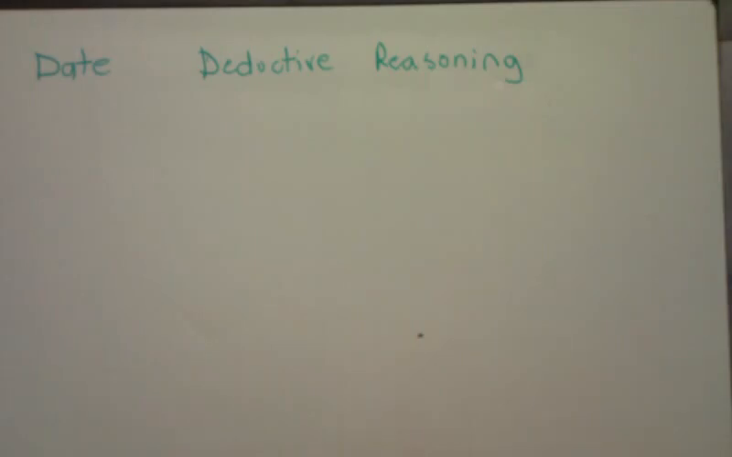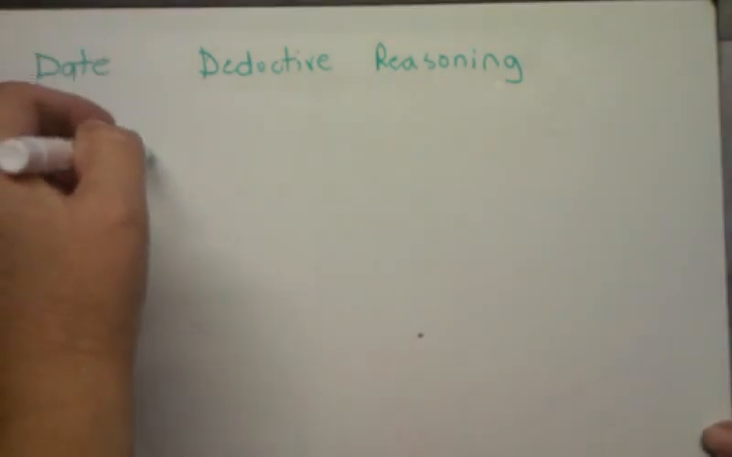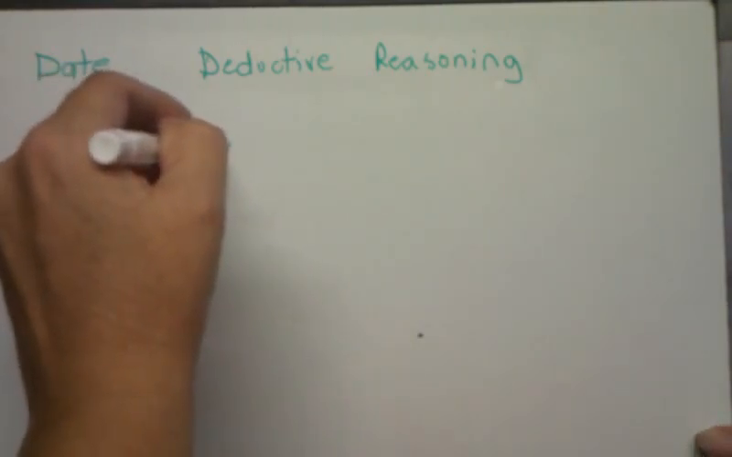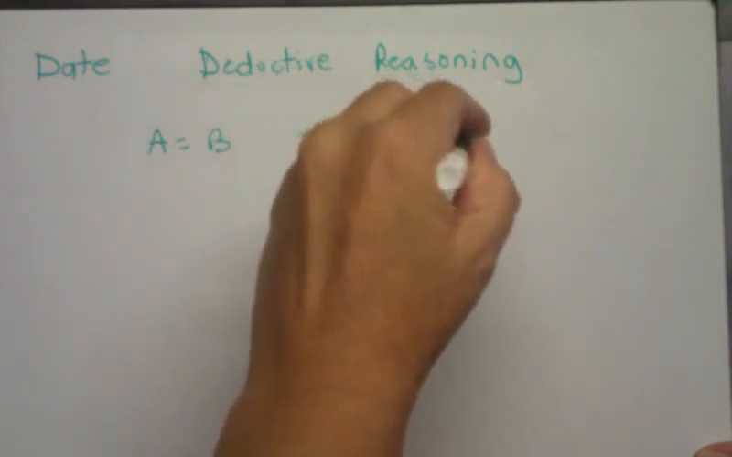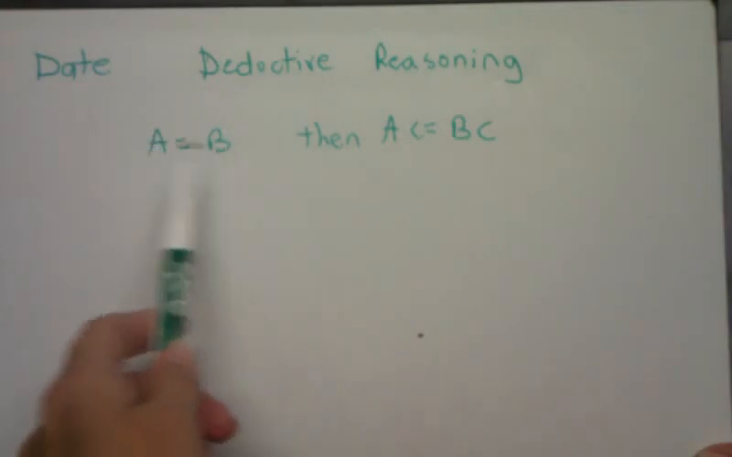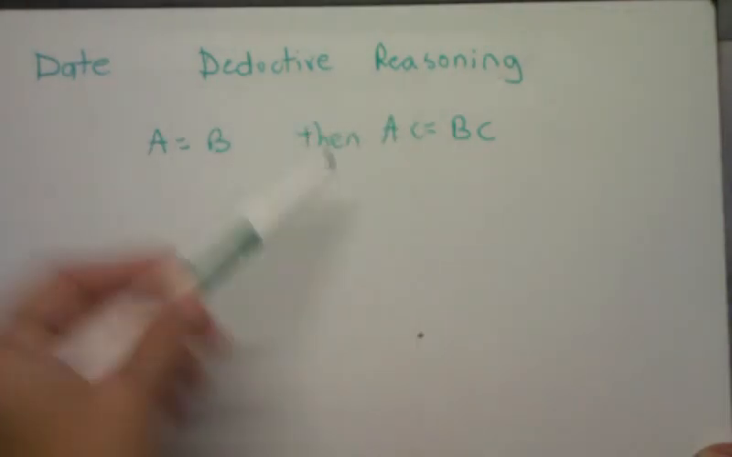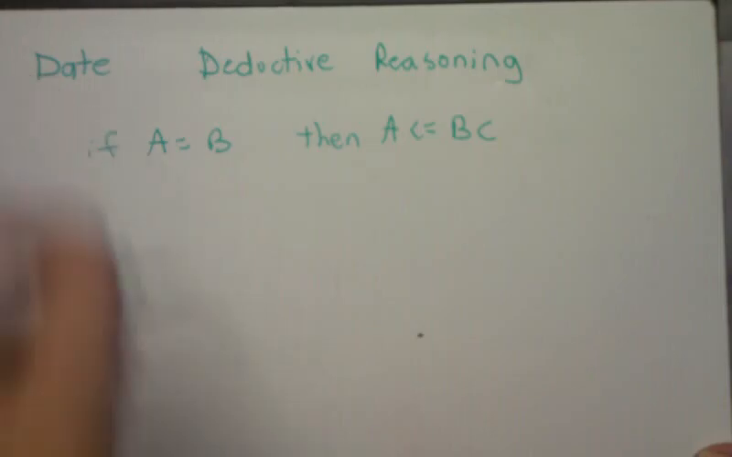Okay, what if A equals B, then AC equals BC? We know that's true because of one of our rules in algebra: if you multiply both of them by the same number, they're still going to be equal. Okay, I'm sorry, I'm getting ahead of you. Let's say A equals B. Then AC equals BC. And we know that's true because if these are equal and we multiply them by the same number, they're still going to be equal.